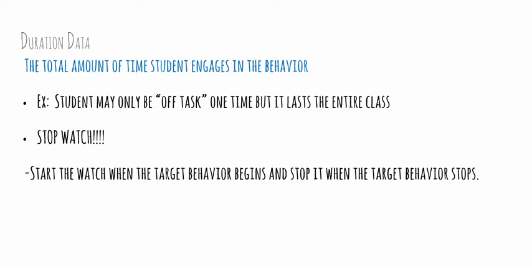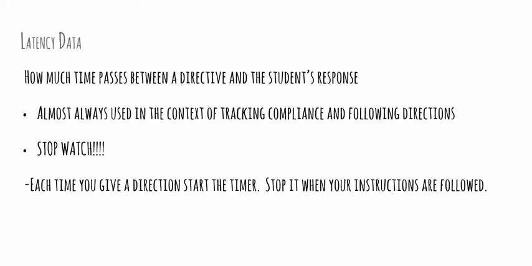The third type of measurement is latency data. Latency tracks the amount of time that passes between a directive being given and an individual's response. Latency is almost always used in the context of tracking compliance and following directions. The most efficient way to track this data is utilizing a stopwatch. You would start the watch immediately after the direction is given and stop the watch once the student complies with the directive.